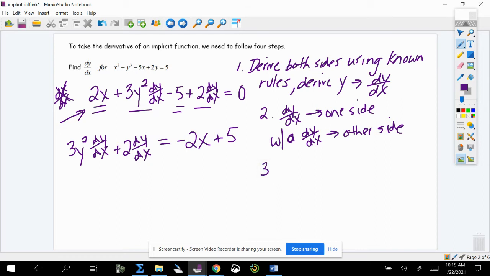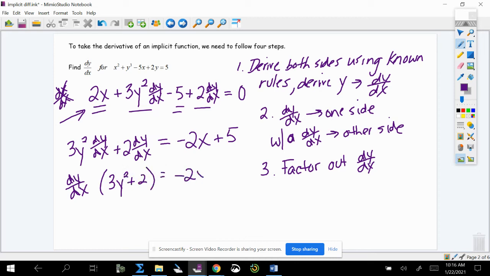Step 3, now that you have ensured that everything on one side has dy dx, you're going to factor that out front. Whichever side you decided was going to be the dy dx side, that side is going to have a dy dx factored out, and you're left with 3y squared plus 2 when I do that, and nothing needs to happen on the right side.